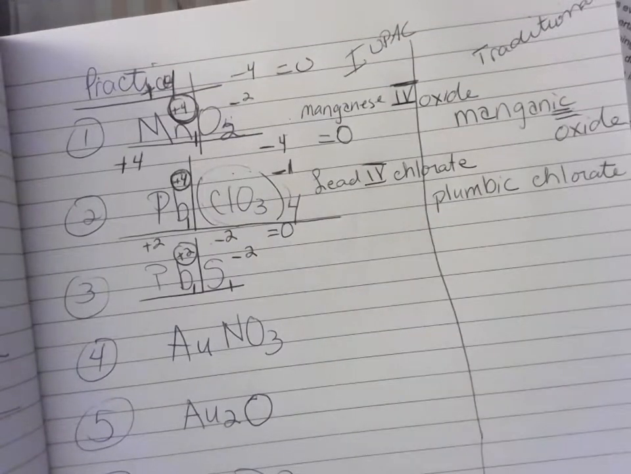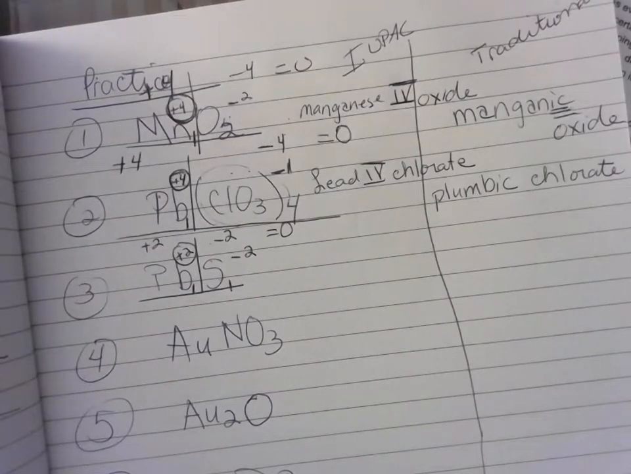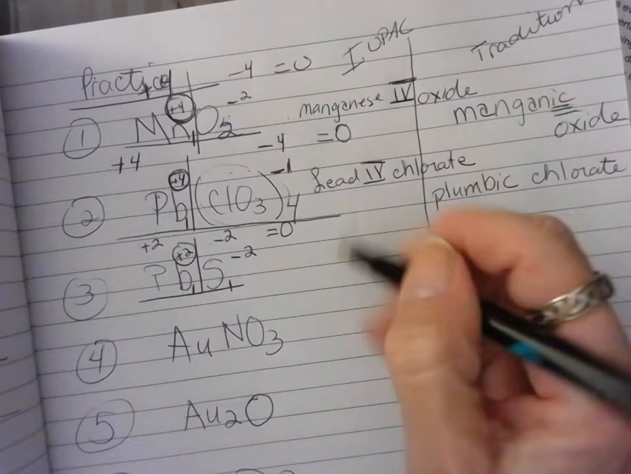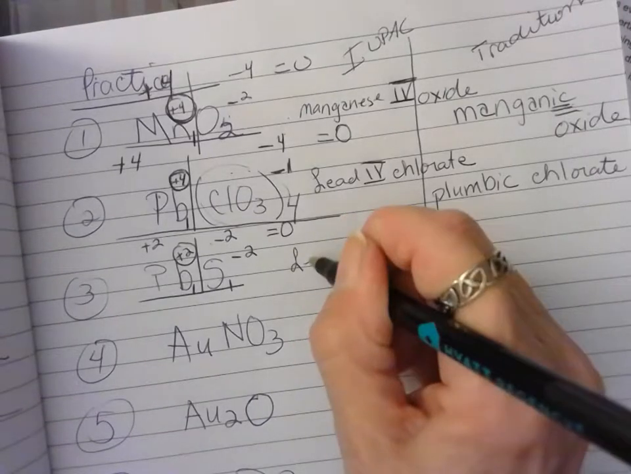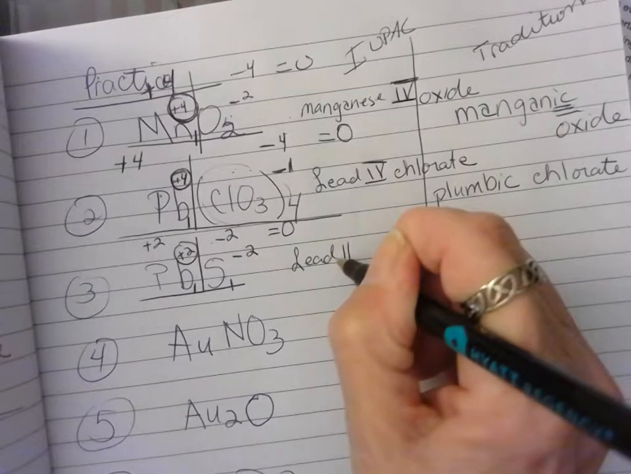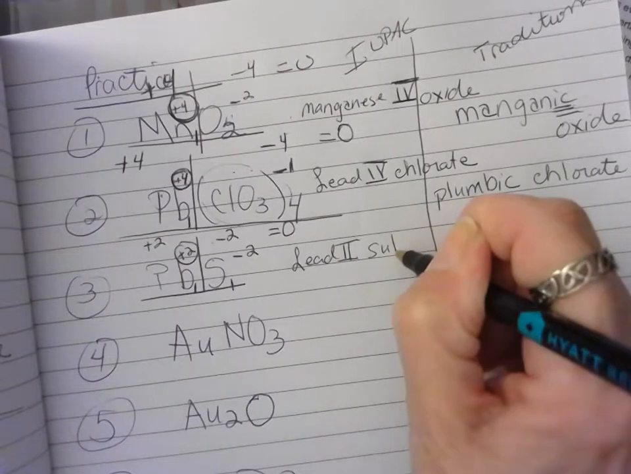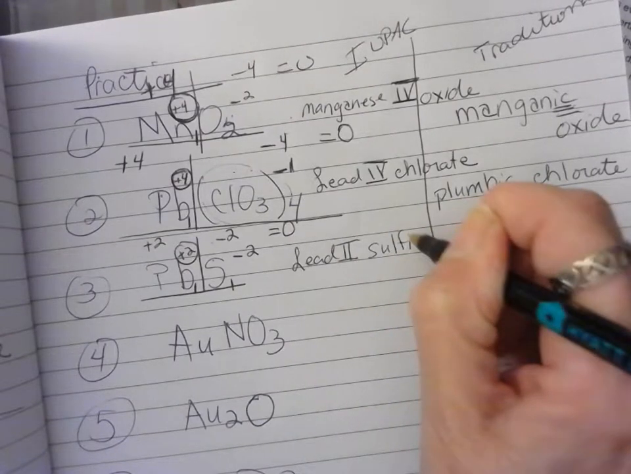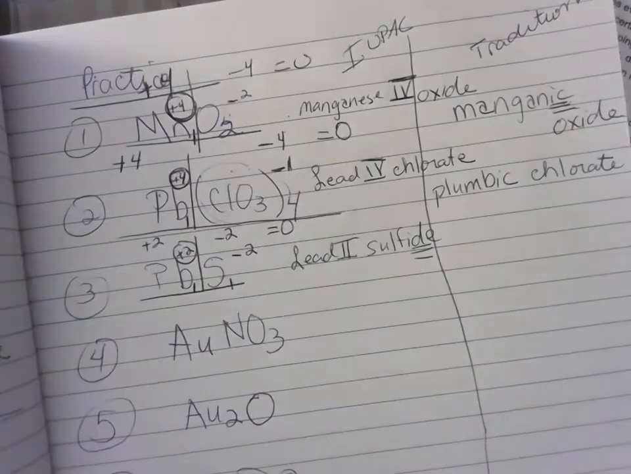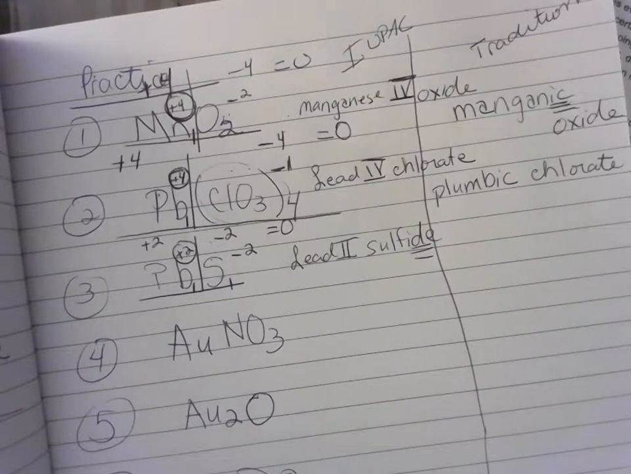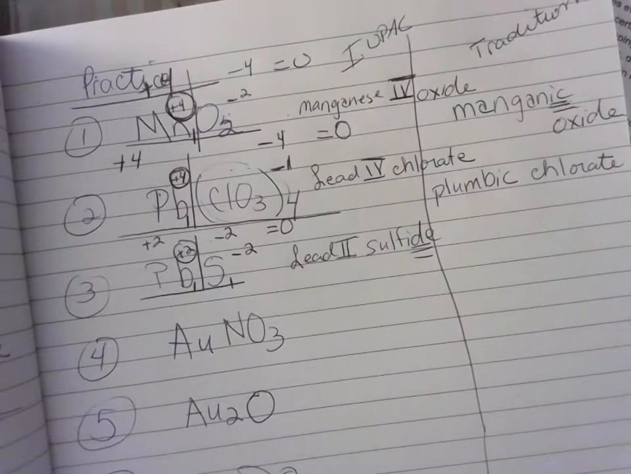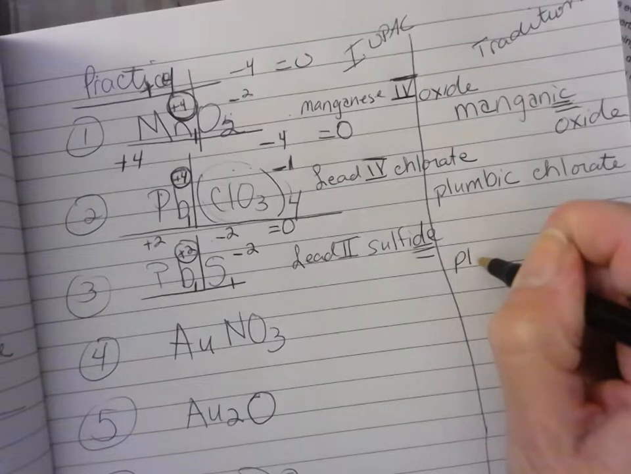So the IUPAC name is lead 2 sulfide with an IDE. This is the lower oxidation number, so we would say plumbous sulfide.